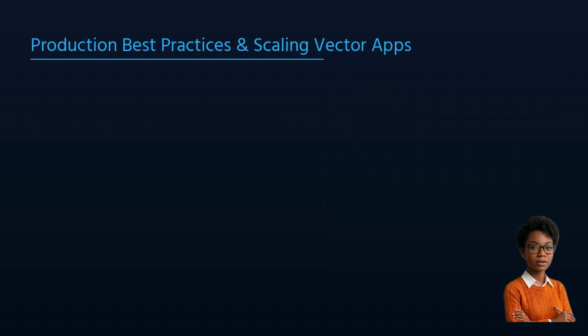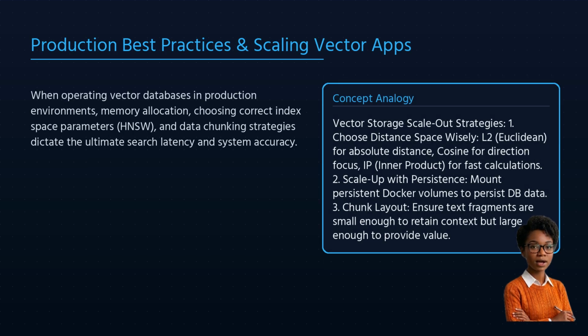Now that you can store and query vectors, it is vital to know that your search performance is only as good as your data layout. Choosing correct indices, understanding memory constraints, and managing chunk sizes is essential for scaling vector apps in production. Speaking of which, in our next upcoming lecture, we will dive deep into Module 5.1, Data Chunking Strategies, Theory, where I will teach you how to optimally divide complex documents before vectorizing.